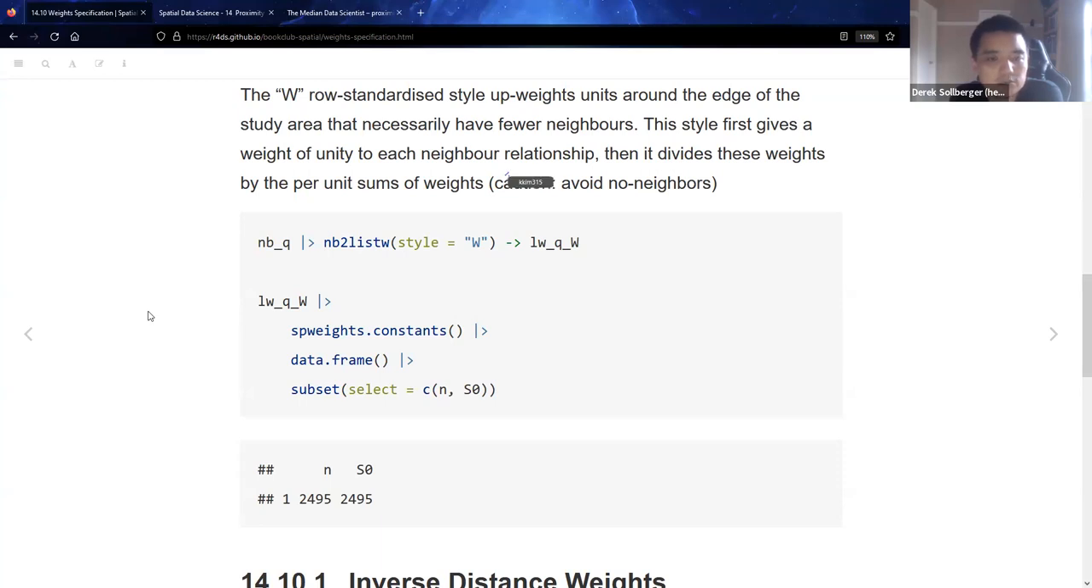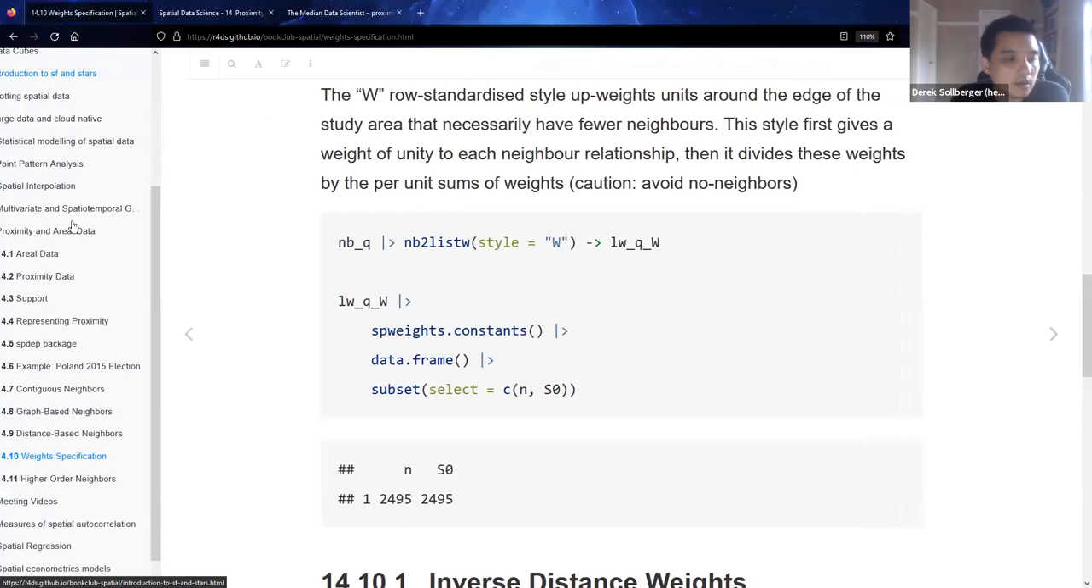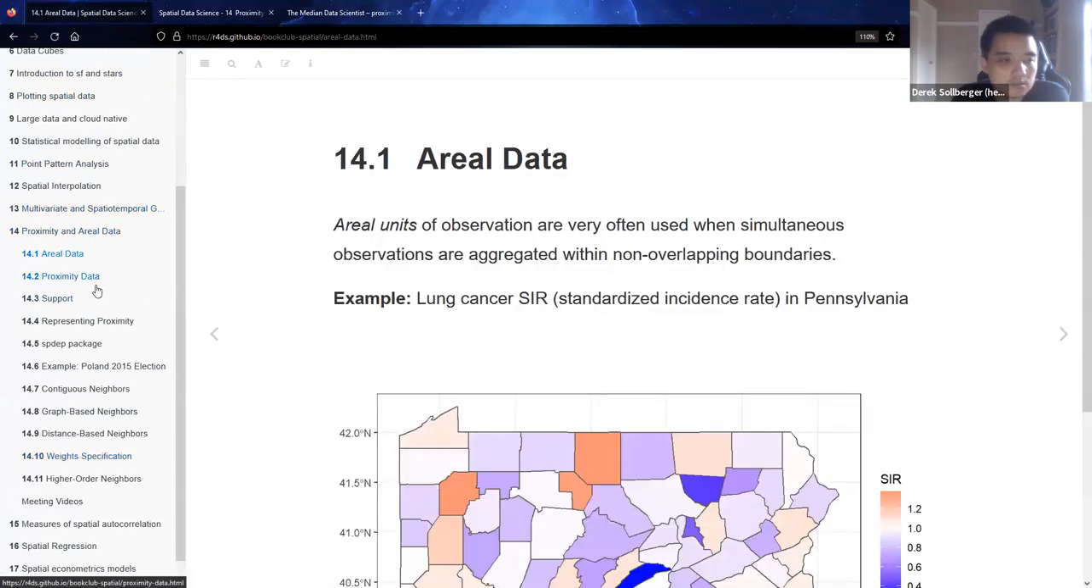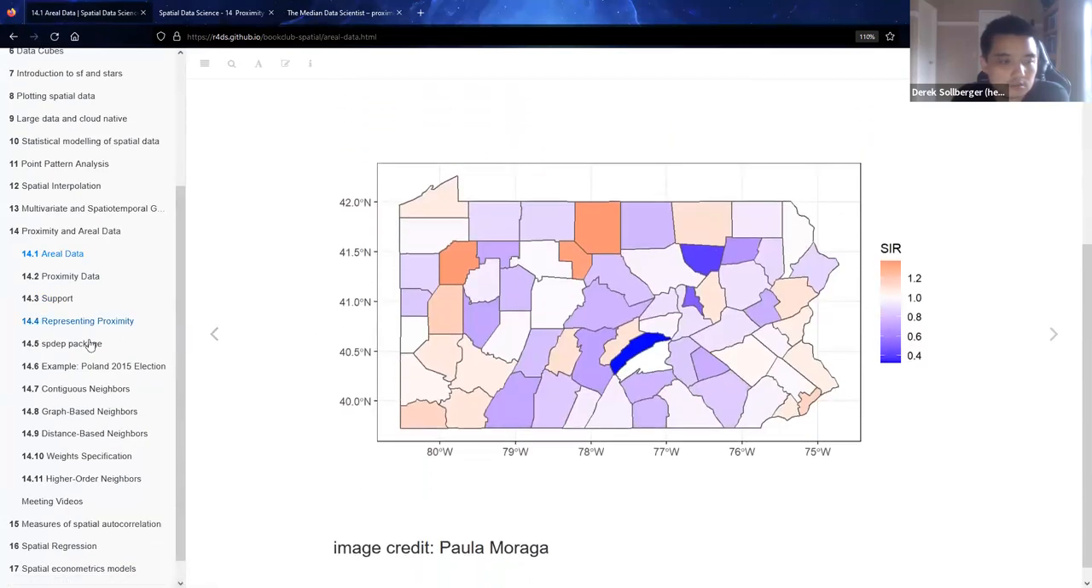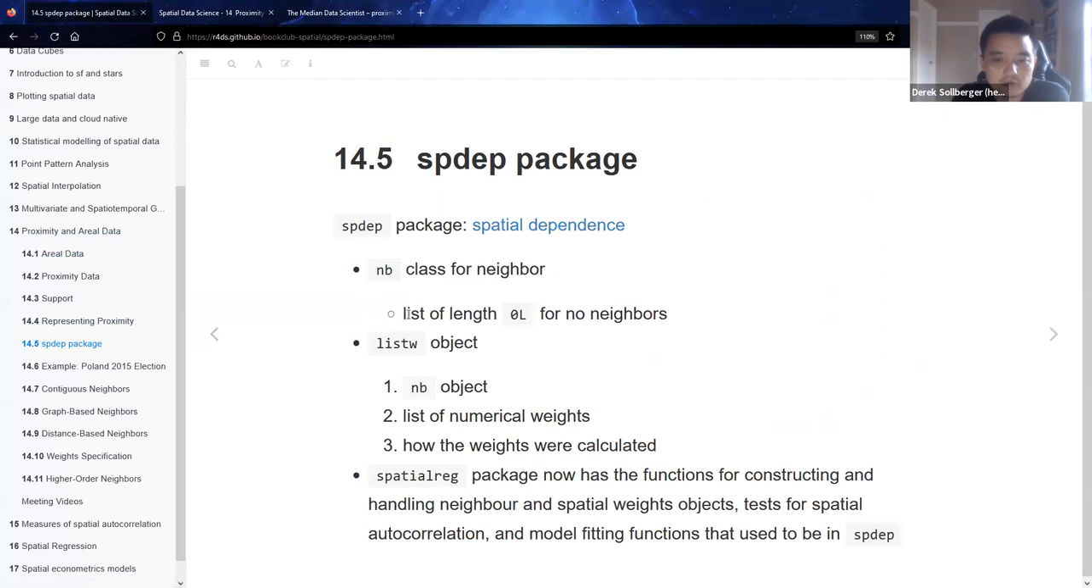This gives a weight of unity to each neighbor relationship, then divides these weights per unit by sums of the weights. Now, you recall mathematically, whenever you do some sort of fraction or division, you have to worry about dividing by zero. At the beginning, we said that if there are no neighbor situations, the list has zeros in it. But if we're worried about dividing by zero, that means we have to get rid of the no neighbor situations.